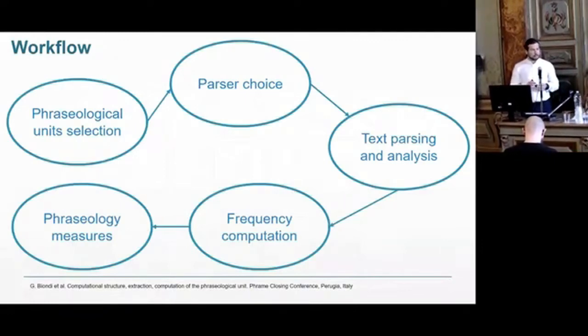Then we had to select a parser. We have several tools available for the Italian language, not as many as for the English language, of course, but we had to choose between quite a few, and we did some tests to choose the most appropriate one for our project. Then, after choosing our toolkit, we went through the text parsing and analysis phase, where we took the texts in the Celi corpus and analyzed them, and again, we will go more in detail later.